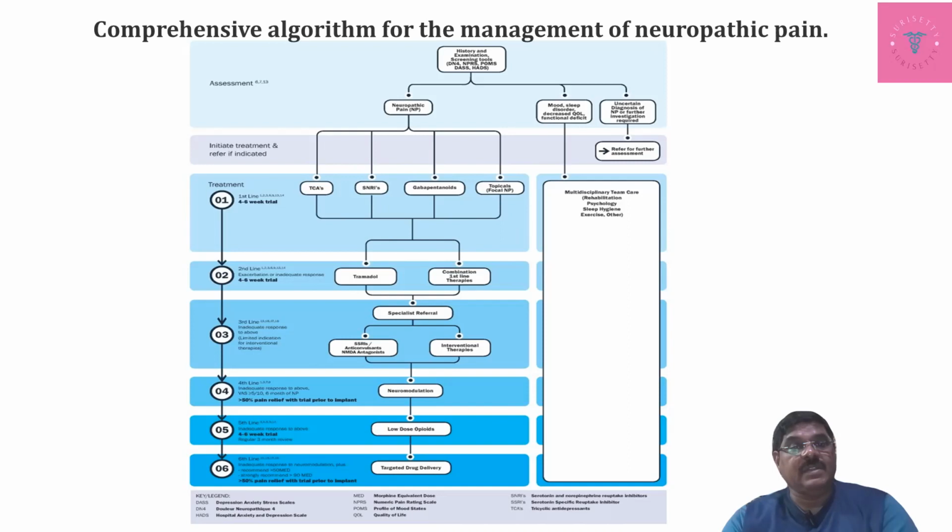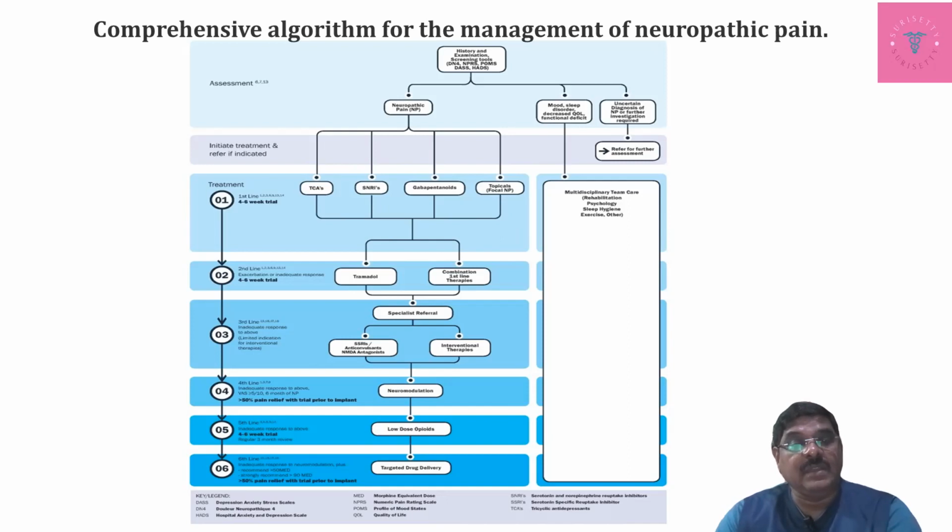If step 1 fails, they will step into step 2, where they will try for 4 to 8 weeks. Along with that, they will add tramadol and combination therapies to the step 1 drugs. If the pain has not subsided, then they will go to step 3. In the third line, along with the tricyclic antidepressant and tramadol, we can refer the patient to a specialist like a pain physician or a psychiatrist to take care of the pain. They will use SSRIs, and some pain physicians will use interventional pain therapies.